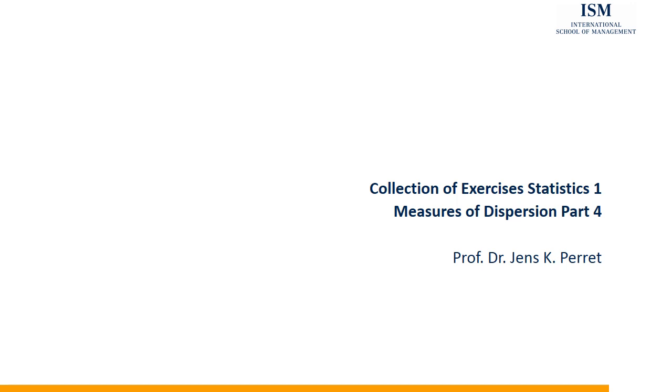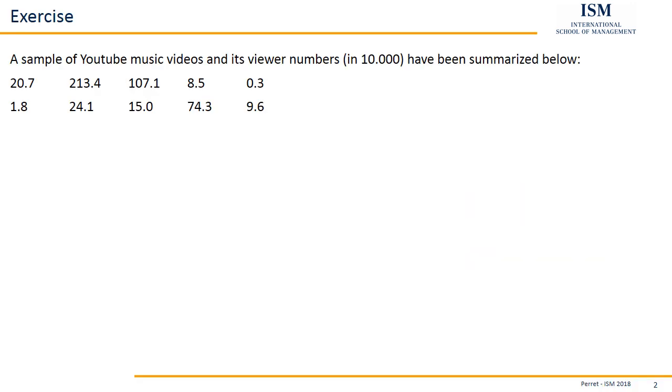Welcome to a new part of the ISM Statistics 1 exercise set, this time with an exercise on measures of dispersion. Let's take a look at the exercise. A sample of YouTube music videos and its viewer numbers in 10,000s have been summarized below. What should we do with this?